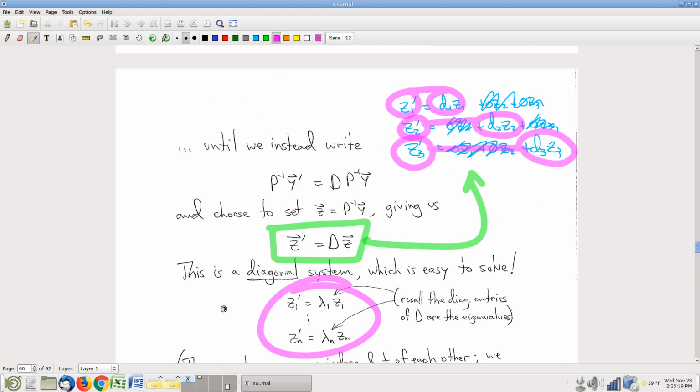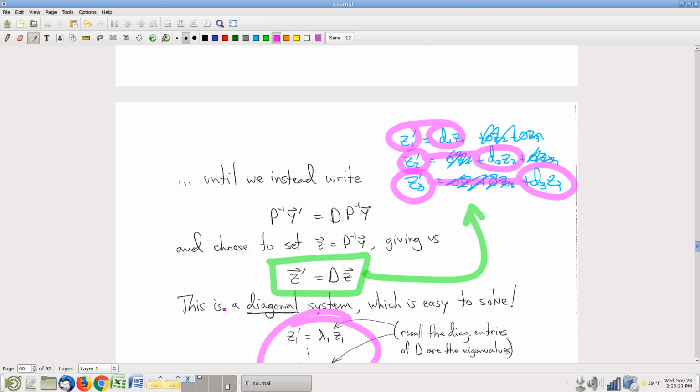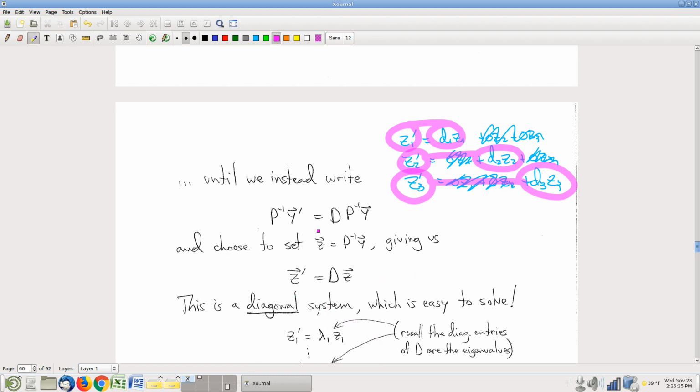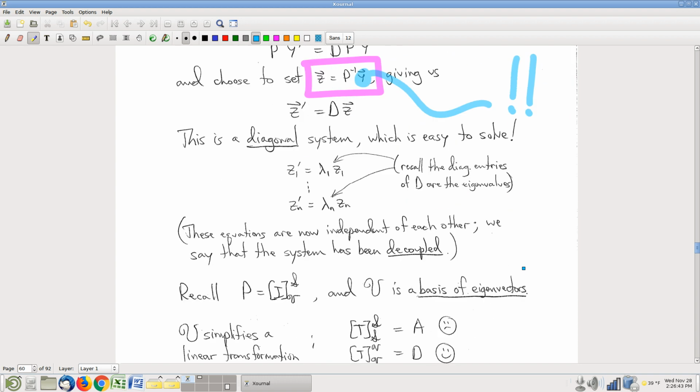Don't forget, the whole idea of the z's is it was a substitution. It was a sort of a rewrite choice. And I don't really want the z's. What I really want are the y's. So we have to solve for y here. No big deal. Y is just Pz. But you do have to actually do that, right?